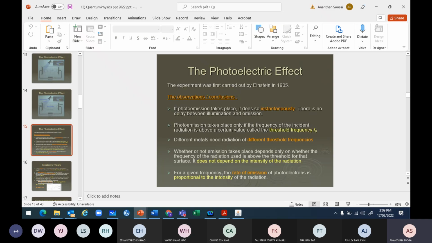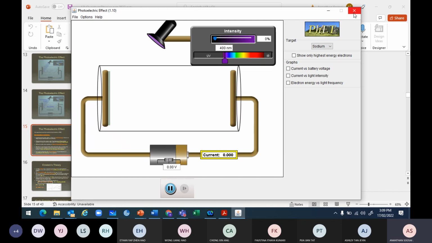This is the photoelectric effect setup. This is the metal plate. This is the voltage, which at the beginning we keep at 0 volt. We never apply any voltage. The voltage idea I'll come back to later.